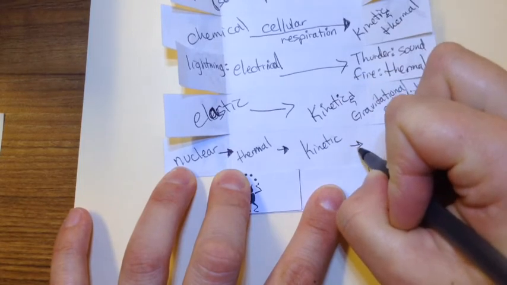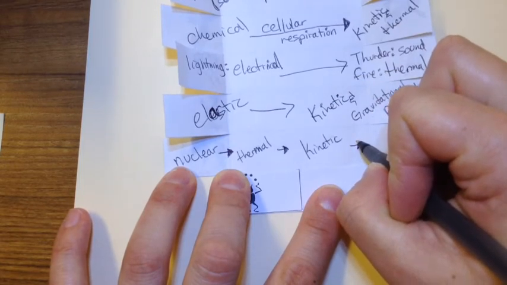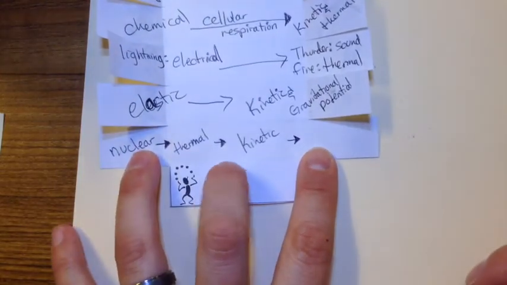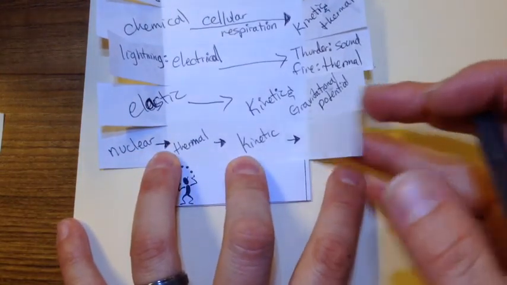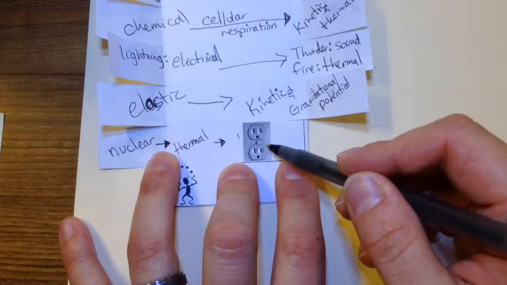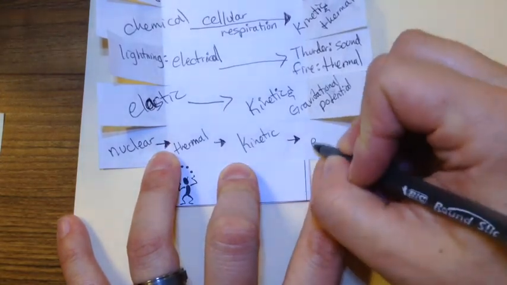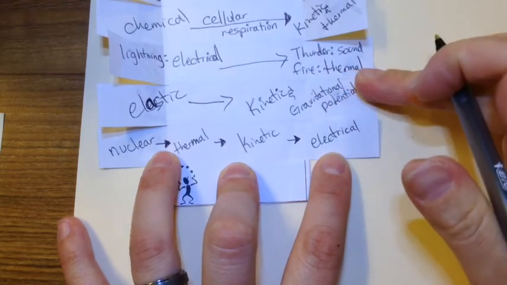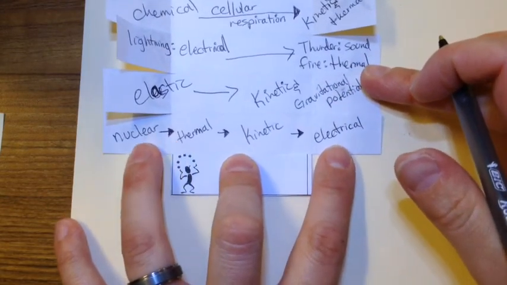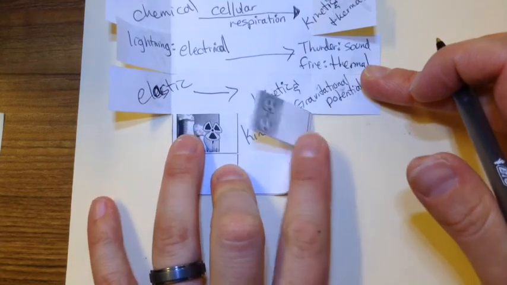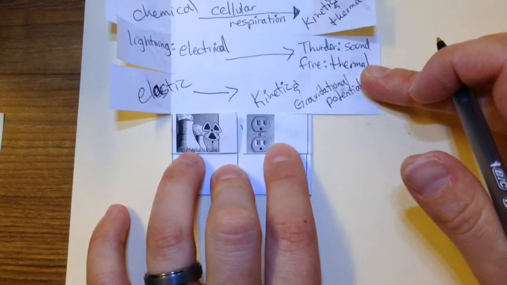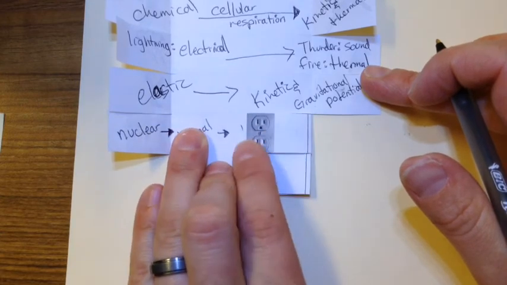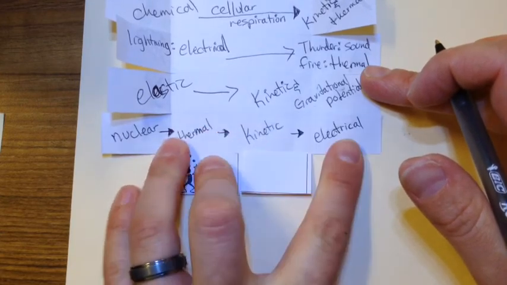Okay, and then that turning turbine is connected to a generator, and that generator then produces the final product that we want, which is electrical. Okay, so there's a whole series of energy transformations that occur to get the nuclear energy into the electrical energy that we want.